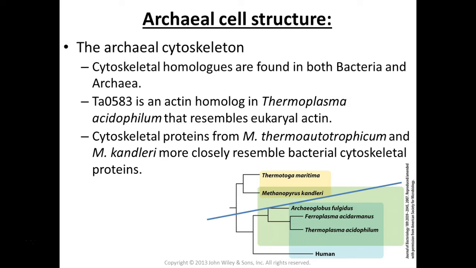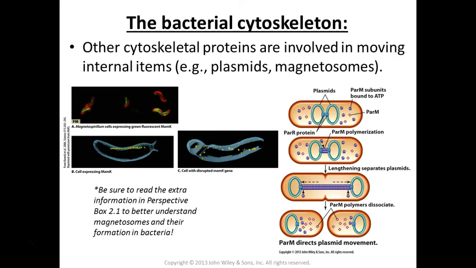Others have proteins that closely resemble proteins found, of course, in bacteria. So archaea and bacteria are very similar, and both of them seem to have these kind of precursors, you could say, to the protein structures that make up the cytoskeleton that's pretty well defined in eukaryotes. So, moving stuff around.